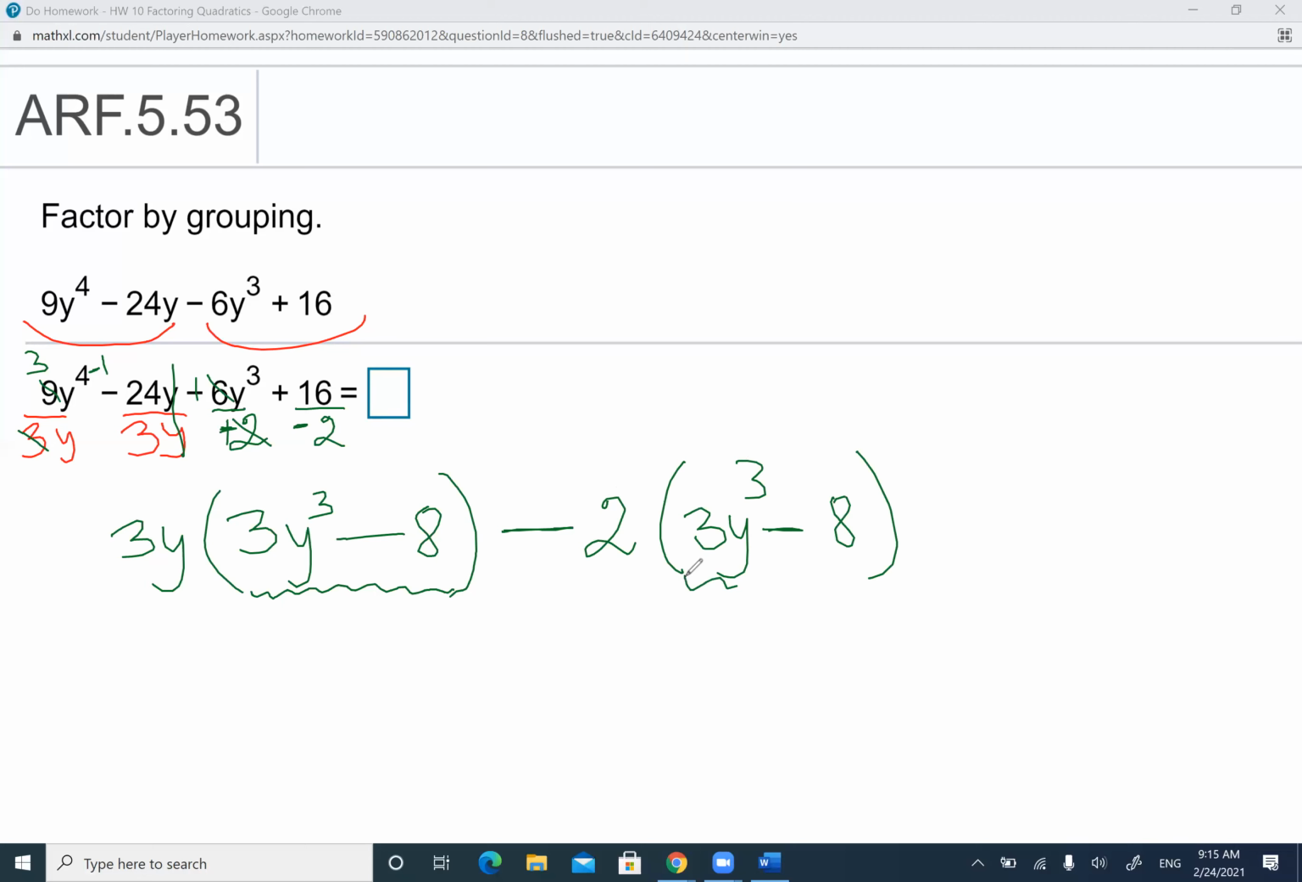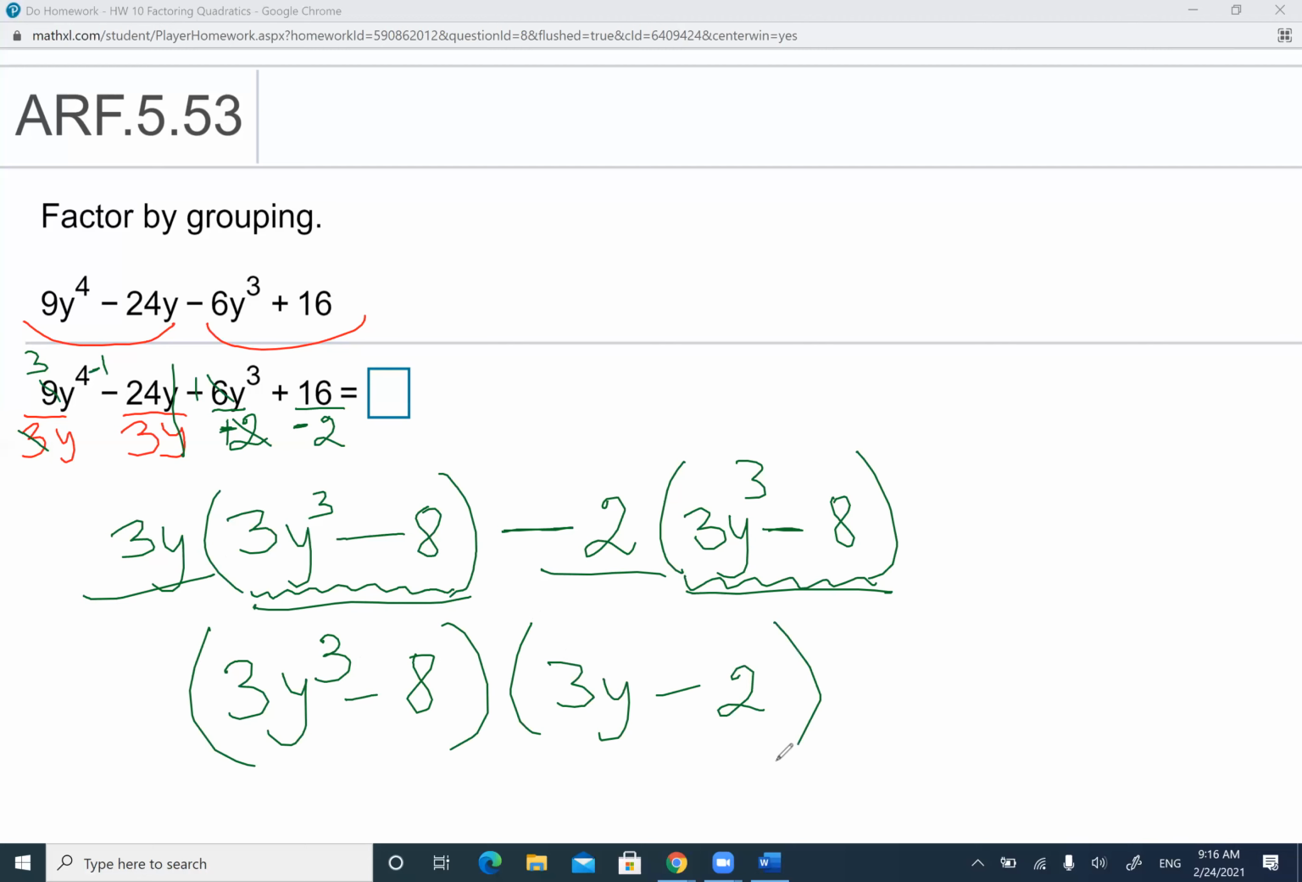So we also get the same. Always when you factor by grouping, you should get the same inside the parentheses. If you don't get the same, something's wrong. So we have factored that out, 3y cubed minus 8 in front. And then what is left? 3y minus 2. And this is my answer.